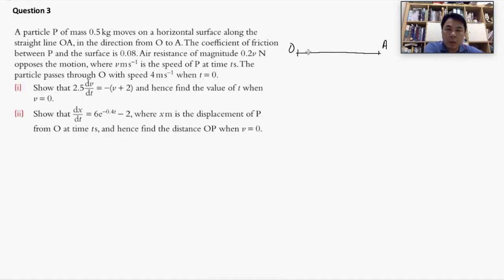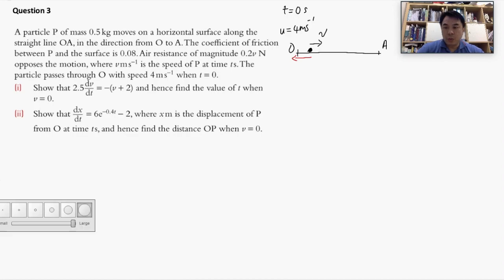Now along OA, let's assume that it moves in this direction V. At t equal to 0 second, its velocity is equal to 4 meters per second. And then there is air resistance as it moves. Yep, correct. Hold on, I shouldn't put it this way. It's very confusing. Okay, so hold on, just let me clean it up.